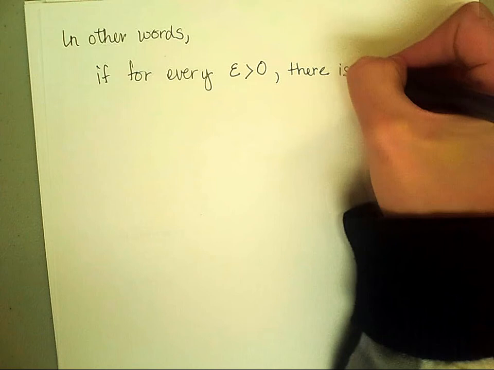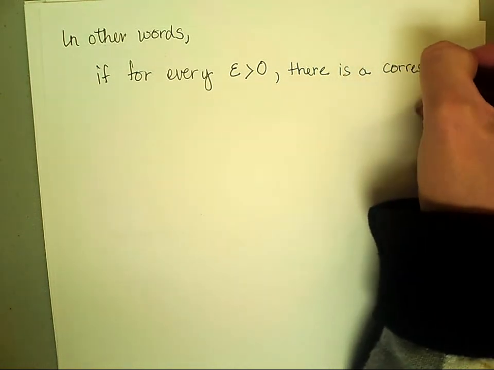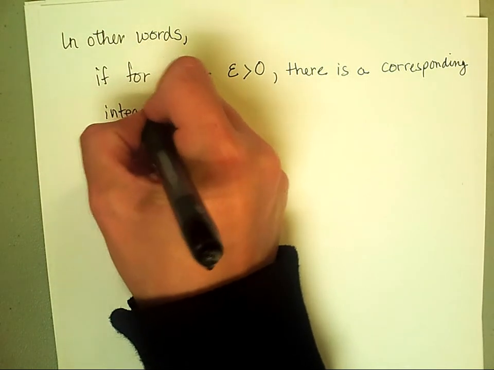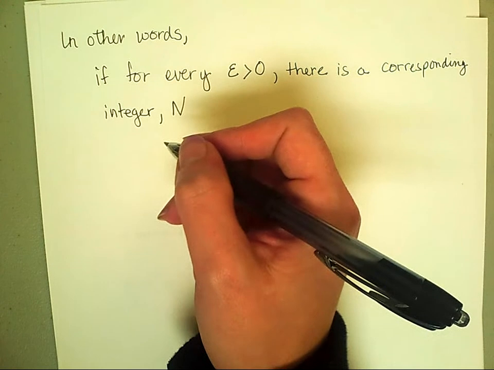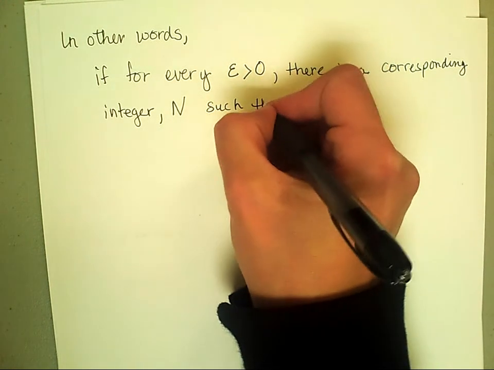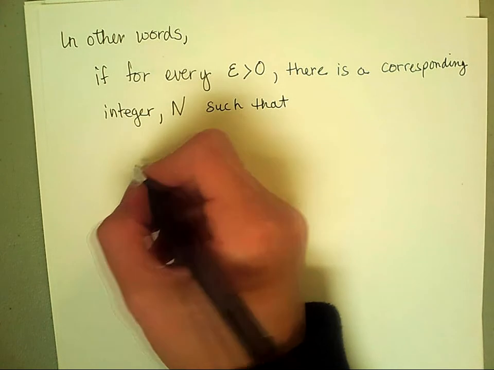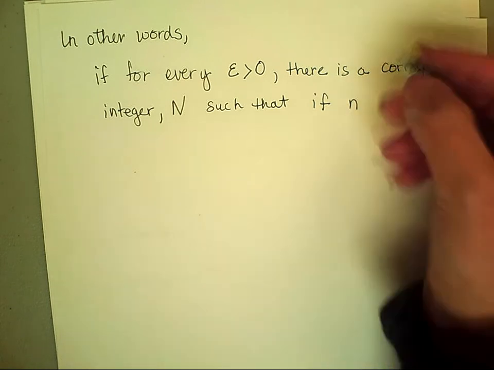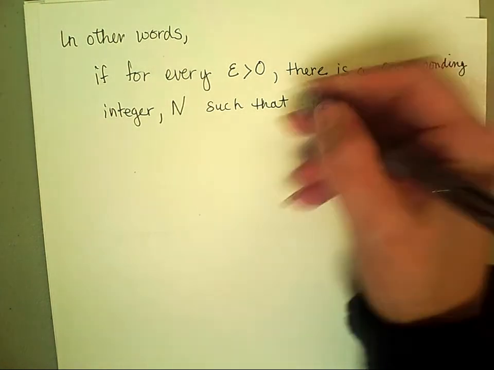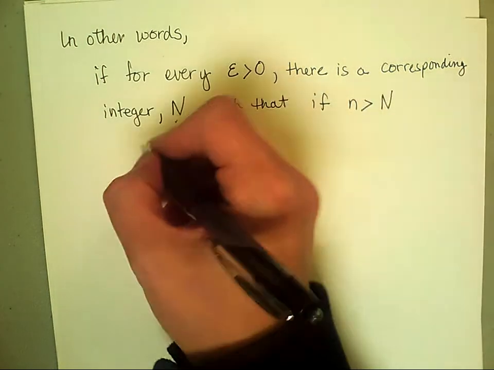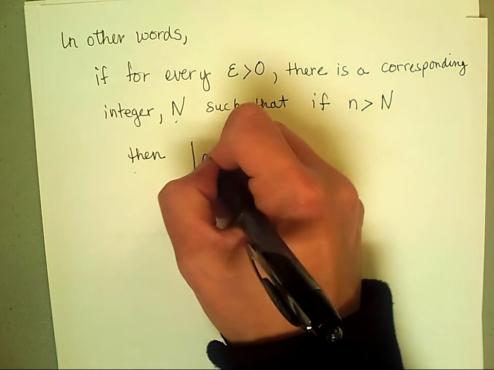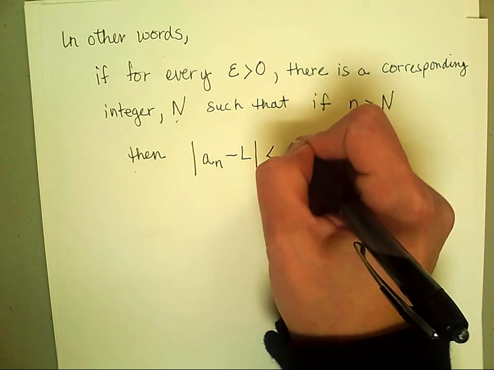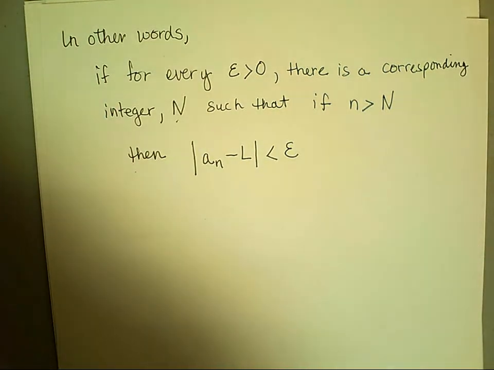There is a corresponding integer, let's call it capital N, such that if n gets larger than the sufficiently large N, then we can say the absolute value of the sequence, which is a function, minus the limit will be less than this epsilon. Now, n's are the numbers in the sequence.